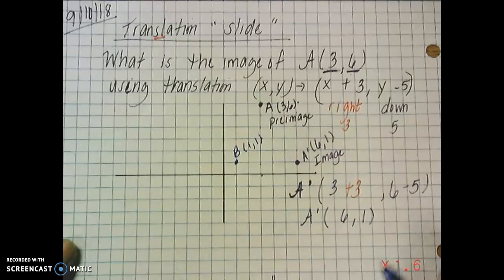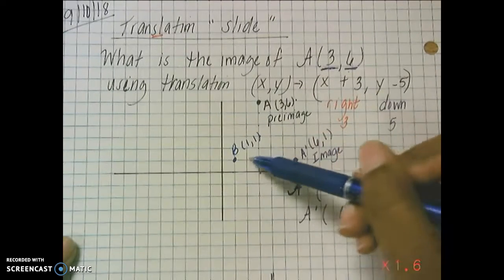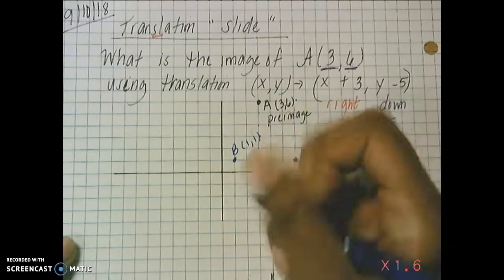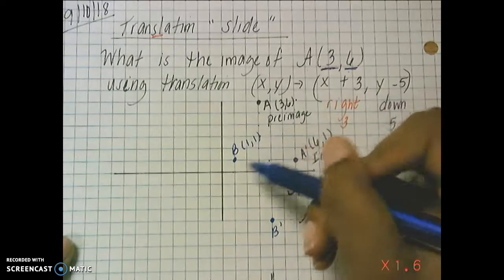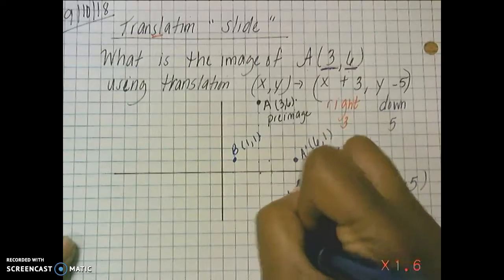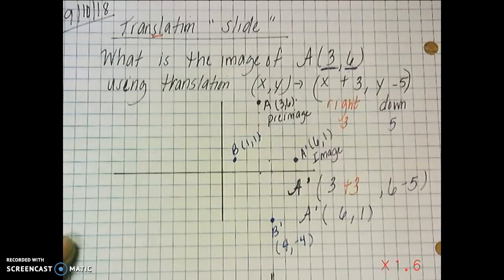Okay, so if I have graph paper, once again, I can move B to the right 1, 2, 3, and then down 5: 1, 2, 3, 4, 5. So this will be my location for B prime, which would happen to be 4, negative 4.